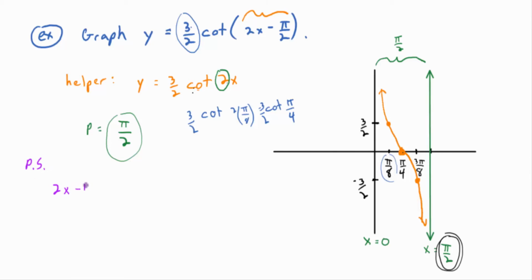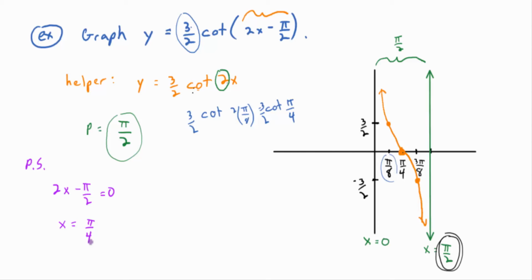2x minus pi halves equals 0. What do you get if you solve that for x? You add pi halves, multiply by 1/2 to isolate the x. You get x equals pi fourths. Does everybody agree with that? So it's positive, so the phase shift is right pi fourths. Everybody agree with that? Any questions on that?